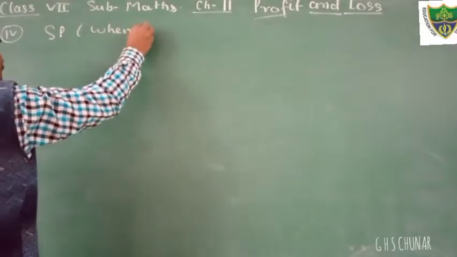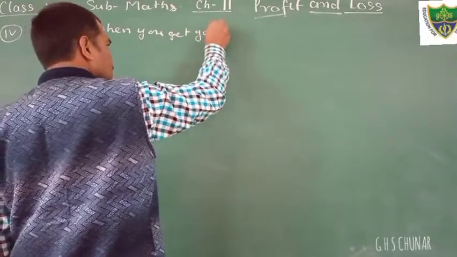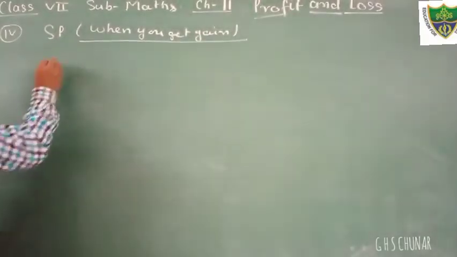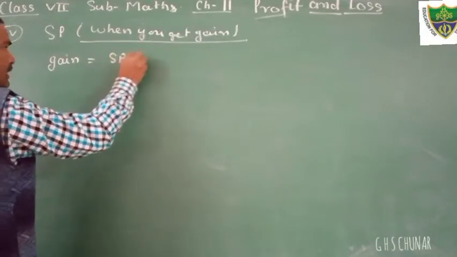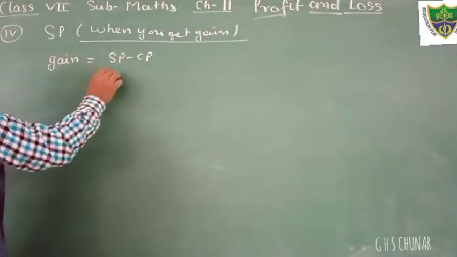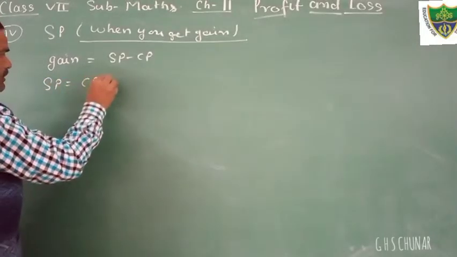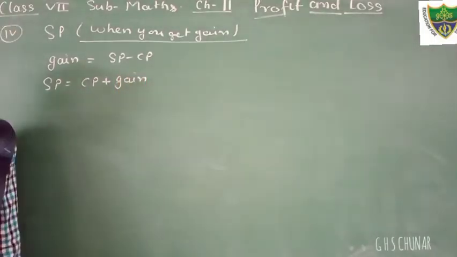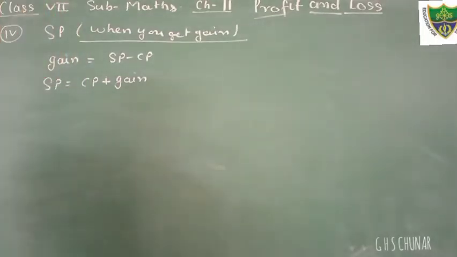When you get gain, you know that gain is equal to SP minus CP. From this we can find that SP is equal to CP plus gain. CP plus gain.